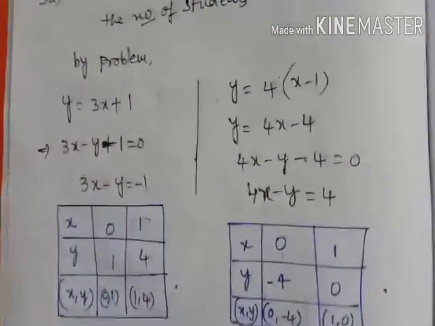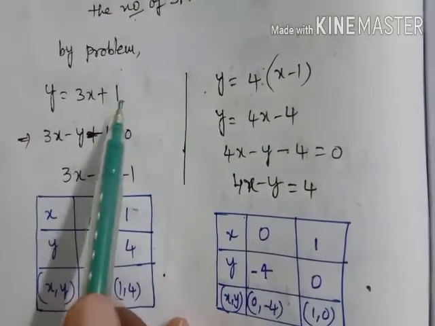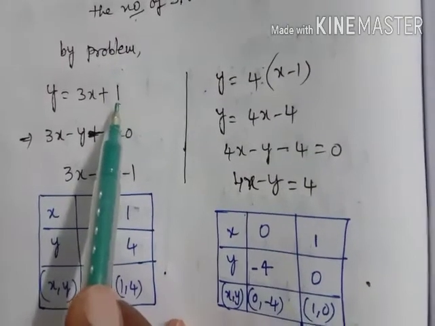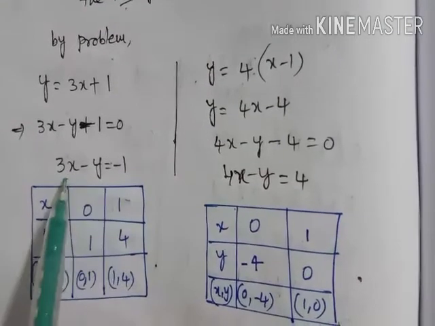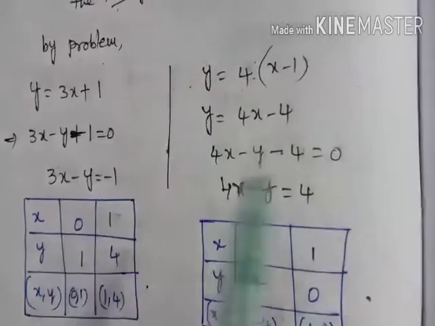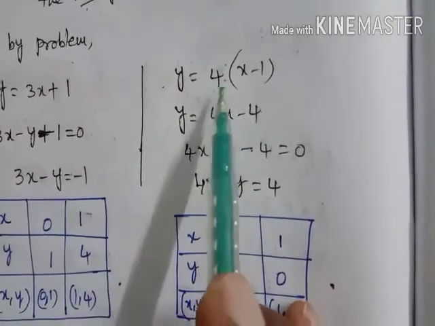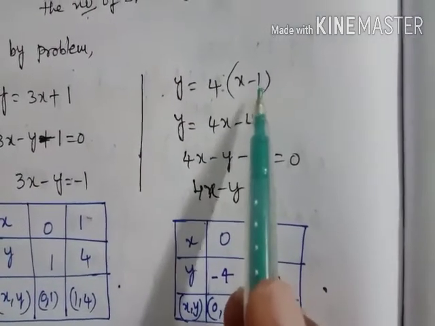So by the problem, y is equal to 3x plus 1. Why? Because 1 student will be left. We'll get the equation like this, 3x minus y is equal to minus 1. Here y is equal to 4 into x minus 1. Why? Because 1 bench is left.